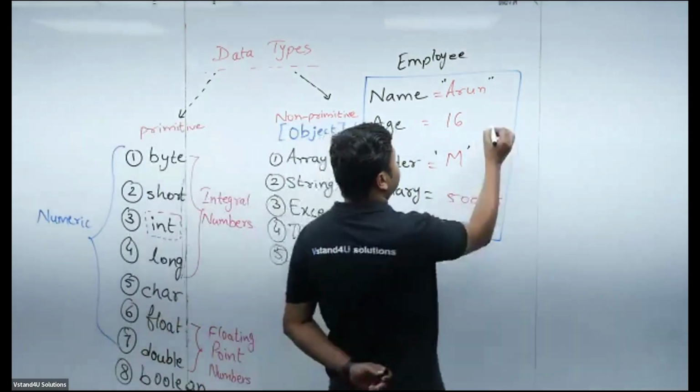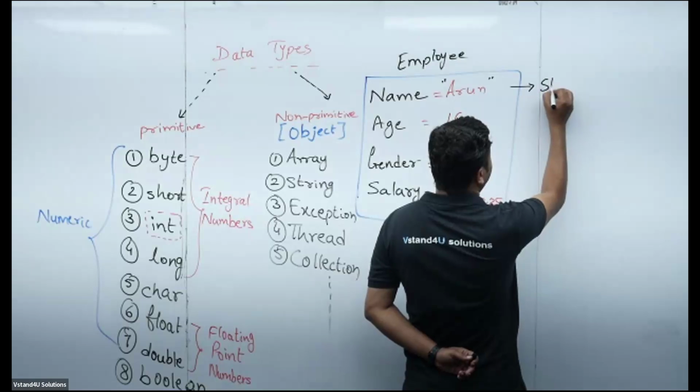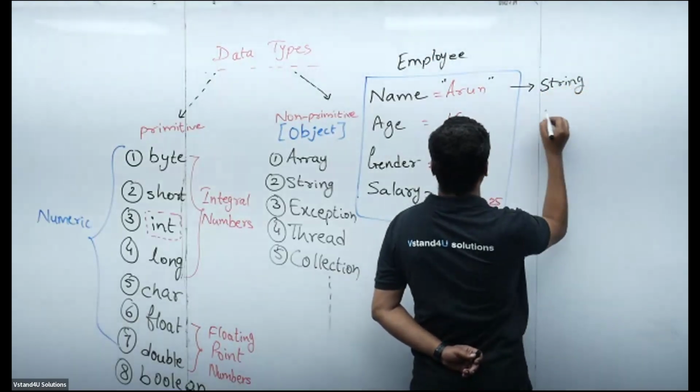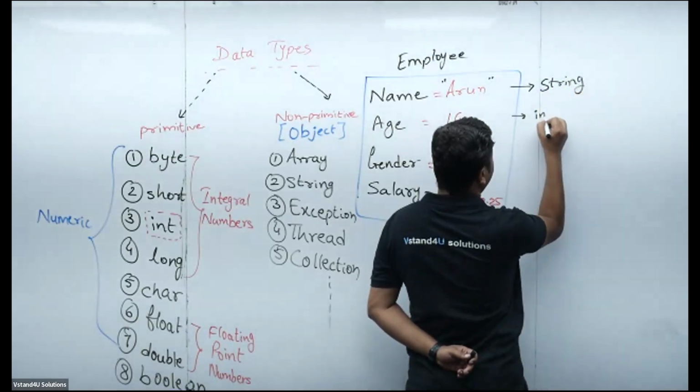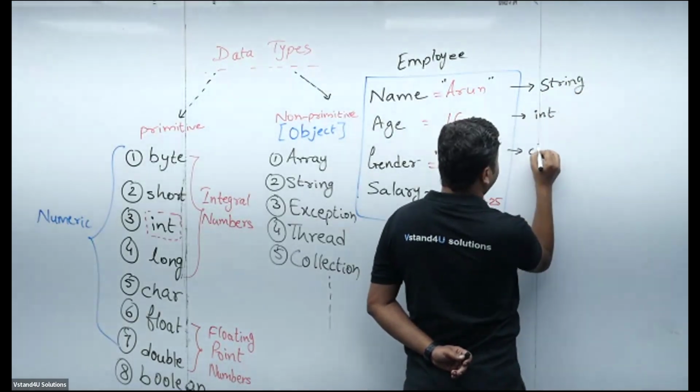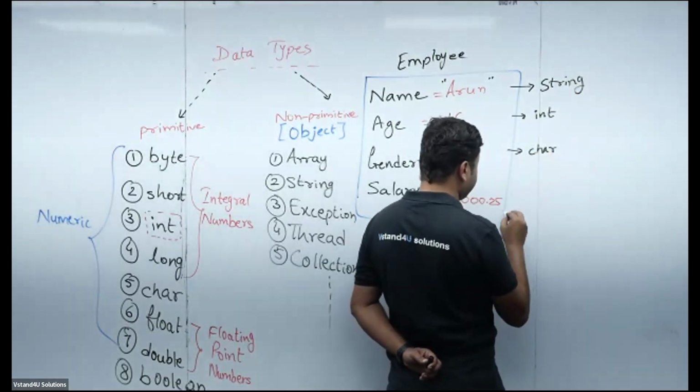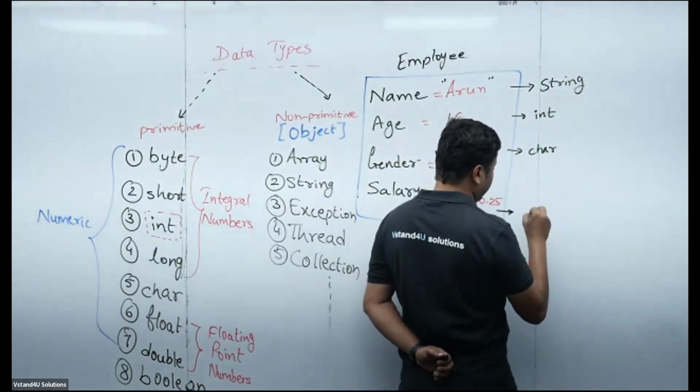This one is called string type of data. We will study it later. This is called integer type of data. This is called character, spelled as char, and double.